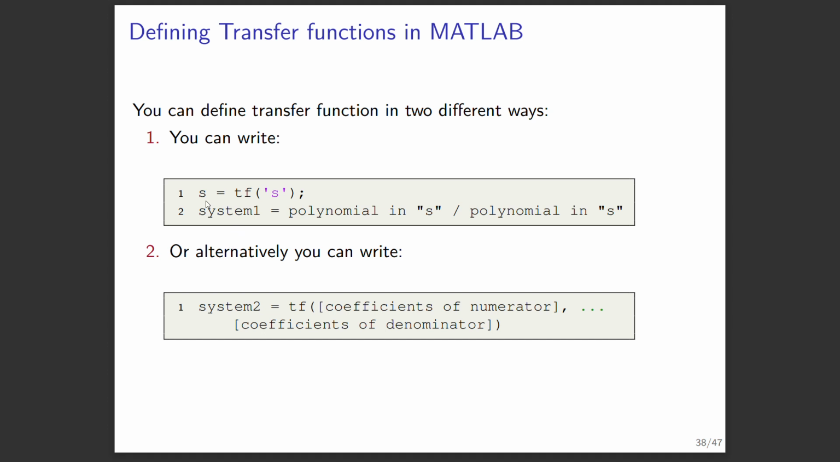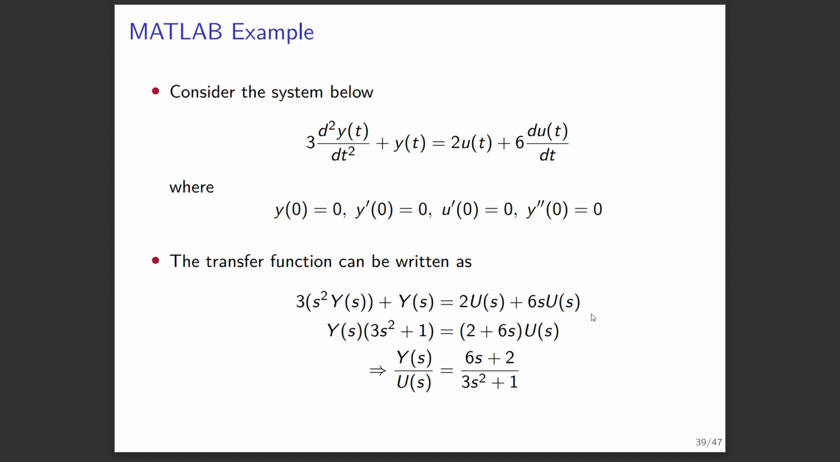We can either first define the variable s to be the famous s letter in transfer functions, and then simply define our transfer function as two polynomials divided by each other. Or alternatively, we can use the command TF of the coefficients of the numerator and then the coefficients of the denominator. So let's see an example.